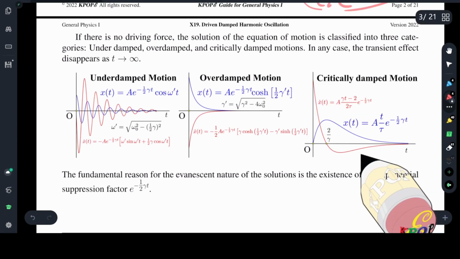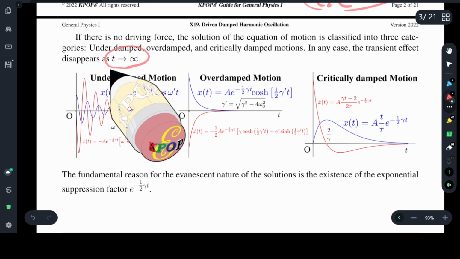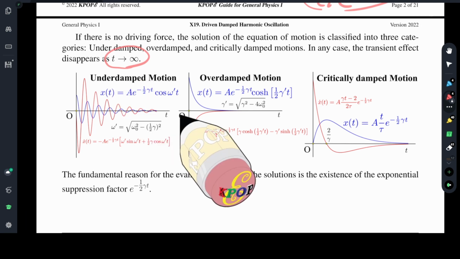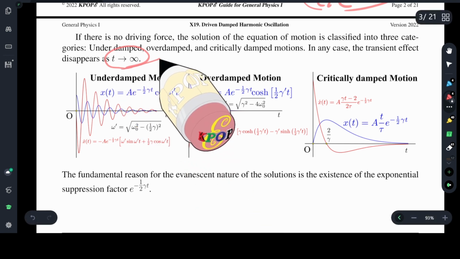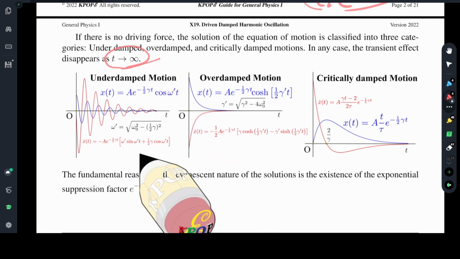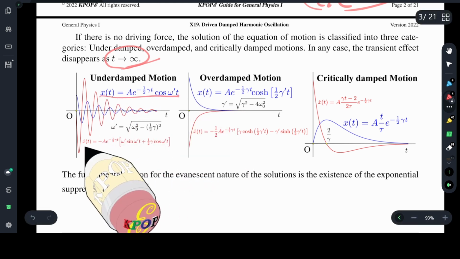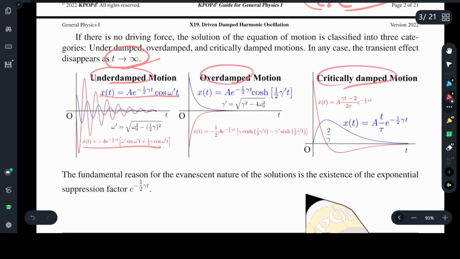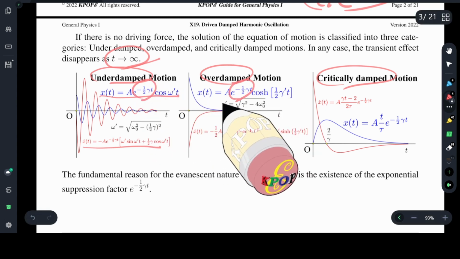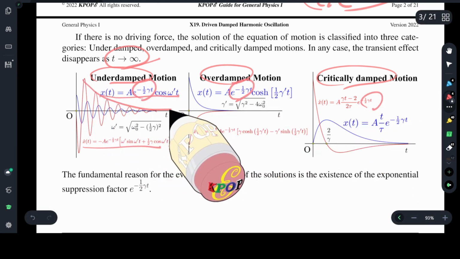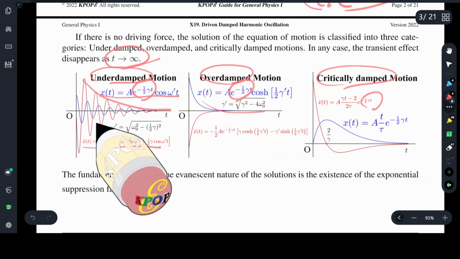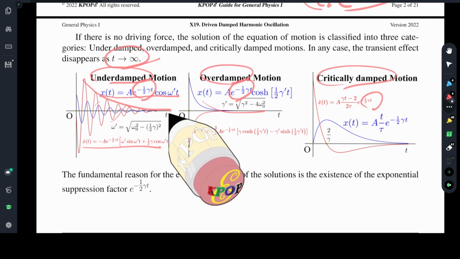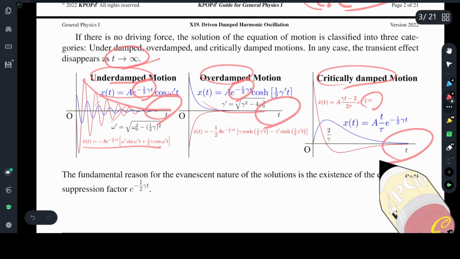However, in any case, as t goes to infinity, these effects are called evanescent, that is, decaying as t goes to infinity. Here, we can see the displacement and velocity for underdamped, overdamped, and critically damped motion. In any case, because of this exponential factor, the solution decays, whether it is oscillating or not. So the fact is that as t goes to infinity, the solution for the damped harmonic oscillator decays to 0.